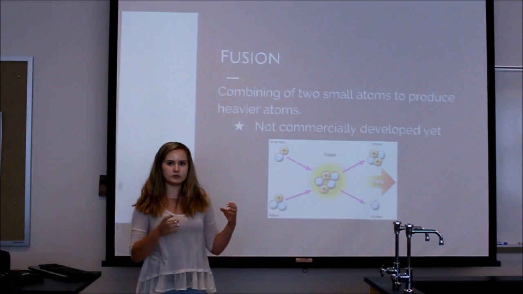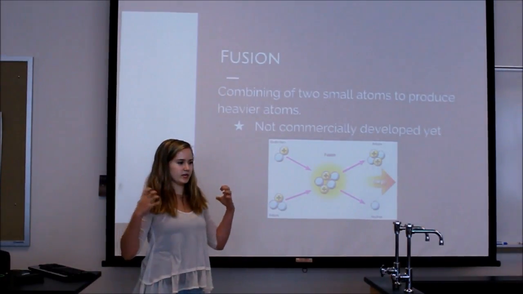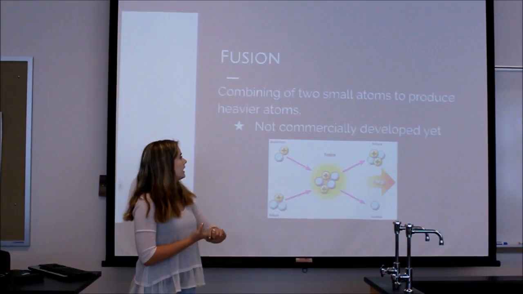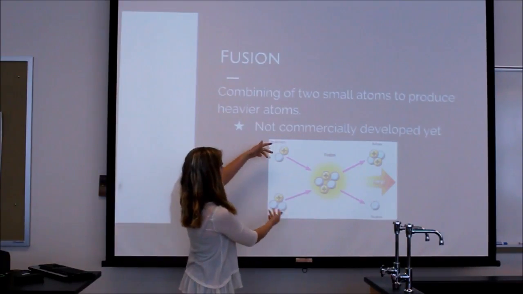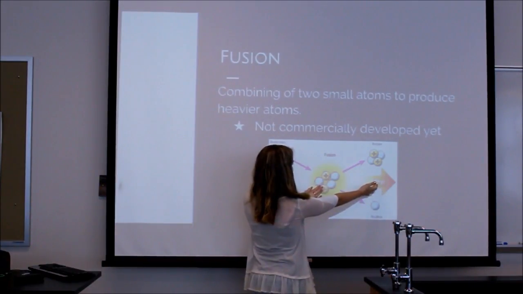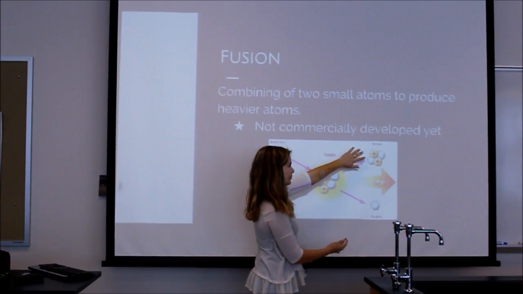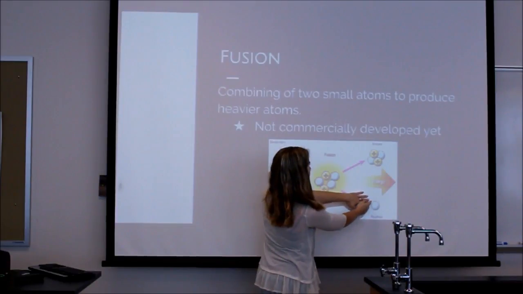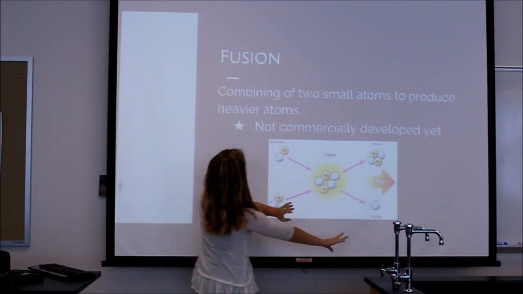Okay, and so the complete opposite of fission is fusion. This is where you have two small atoms and you combine them together to make a big atom. As you see here, you have your two small atoms and they're combined together, and then once again, this creates your energy and your waste product, which is typically helium, and then your neutrons that are separated from this.